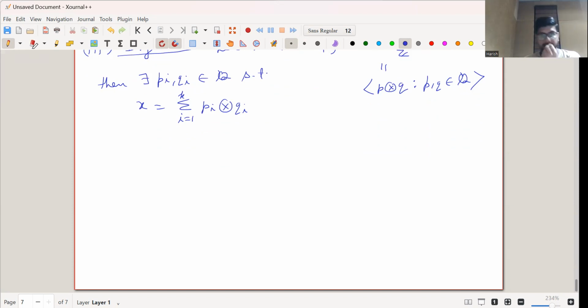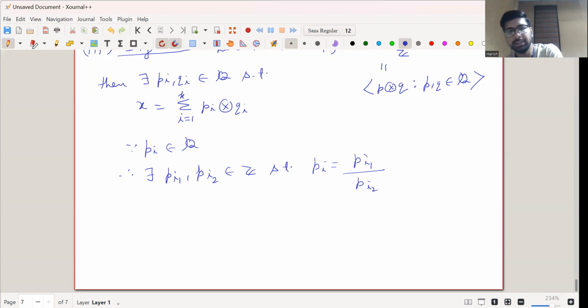Yes. So these p_i's are rational numbers. Therefore, there exist p_i1 and p_i2 belonging to Z such that p_i is nothing but p_i1 divided by p_i2, right? Because it's a rational number, so it's a ratio of just two integers. So you just write it like that.